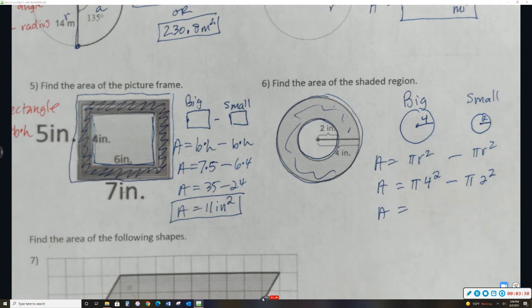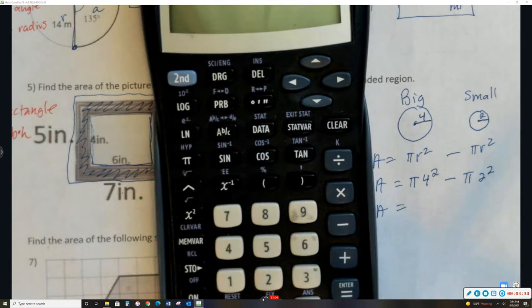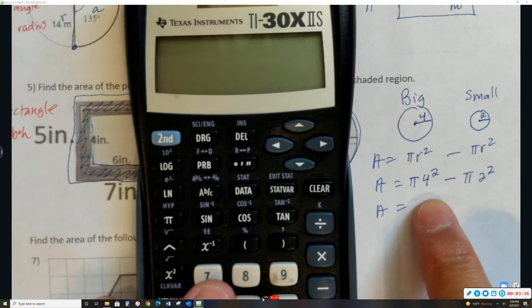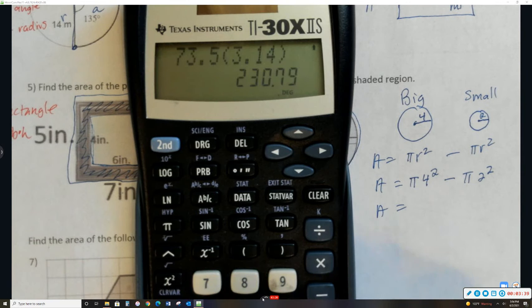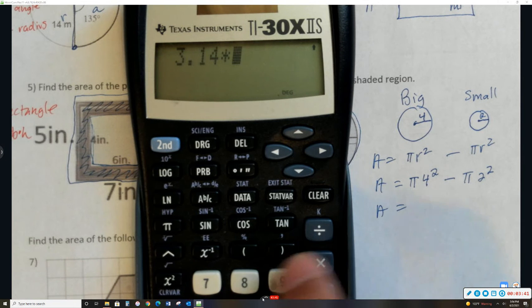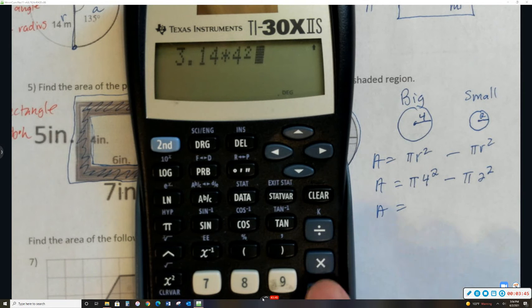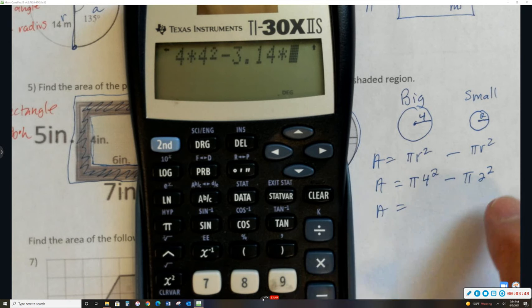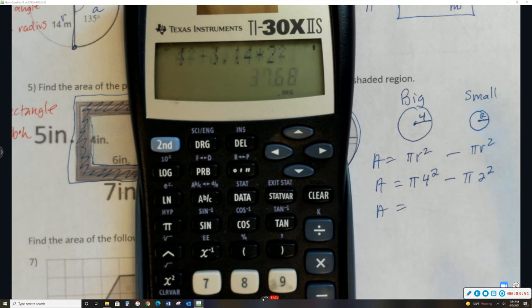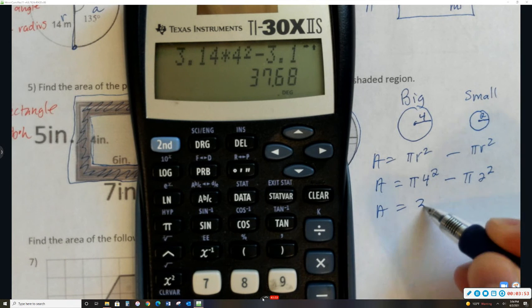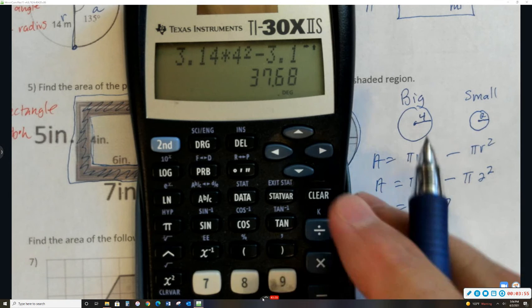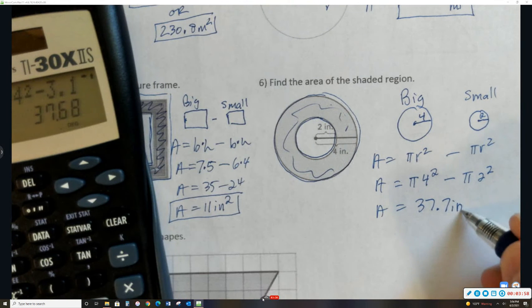So it looks like this. And then watch how I type it in the calculator. Pretty straightforward. Instead of pi, I'm going to put 3.14. So we have 3.14 times 4 squared. That's that area. And we're going to subtract out the 3.14 times 2 squared, the smaller circle. And that's 37.7. And this is inches squared.